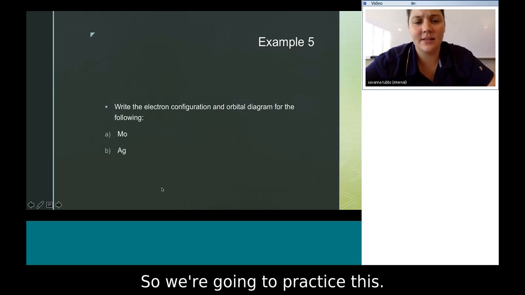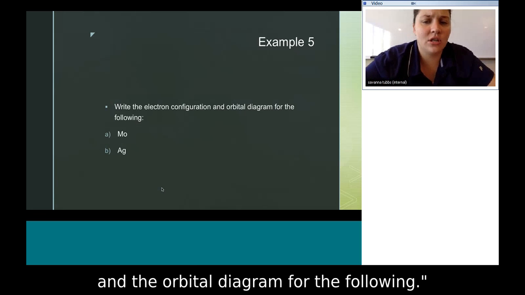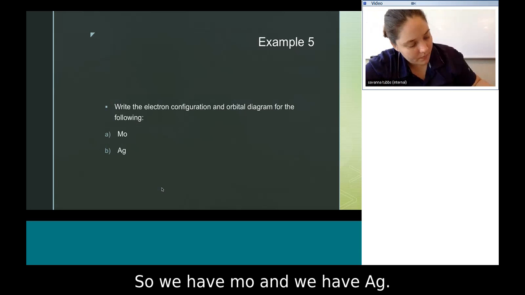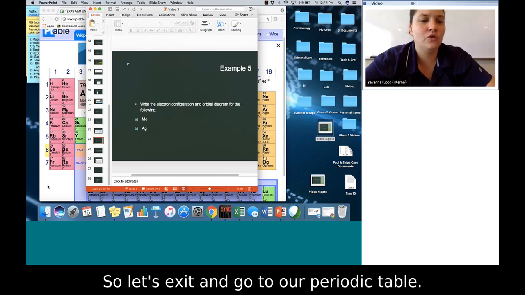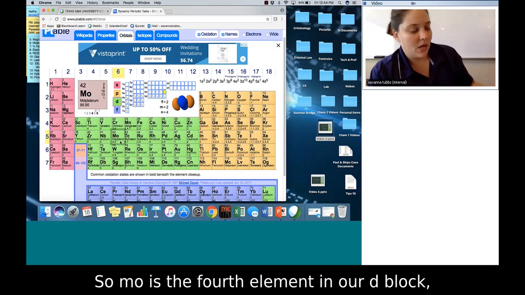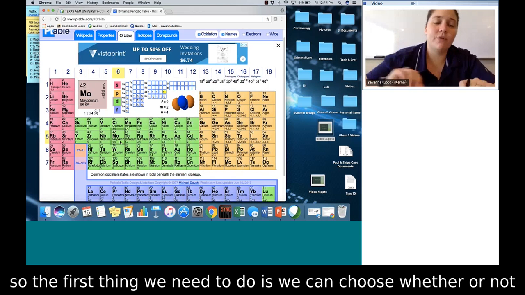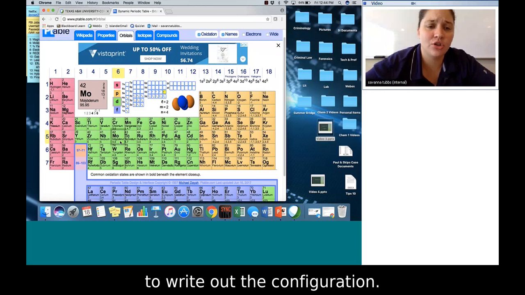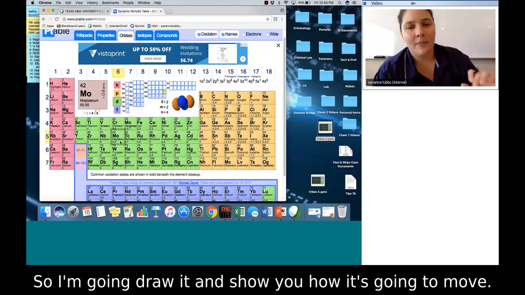So we're going to practice this. It says write the electron configuration and the orbital diagram for the following. So we have Mo and we have Ag. So let's exit and go to our periodic table. Mo is the 4th element in our D block. So the first thing we need to do is we can choose whether we want to draw it first or write out the configuration. So I'm going to draw it and show you how it's going to move.